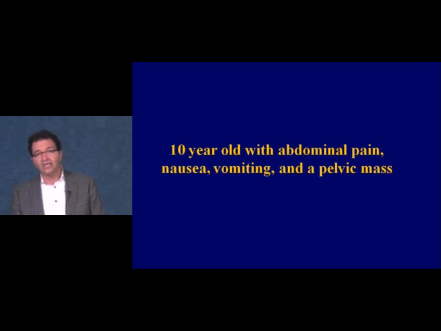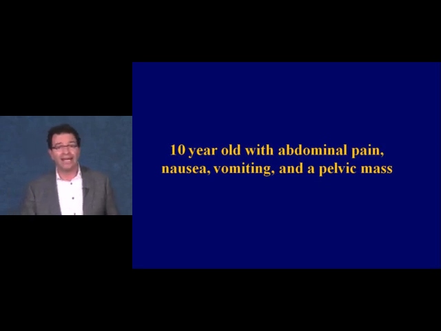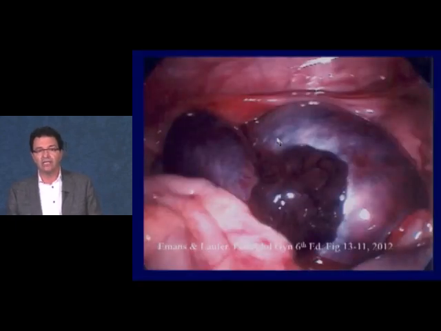Now let's look at a 10-year-old who has abdominal pain, nausea, vomiting, and a mass. Well, I shared with you earlier that I hope your response is going to be, I have a concern for torsion. With nausea, vomiting, and a mass, one needs to at least consider the possibility of ovarian torsion. And here you can see a torsed ovary and a torsed fallopian tube. And then the question comes up, is this dead or alive?